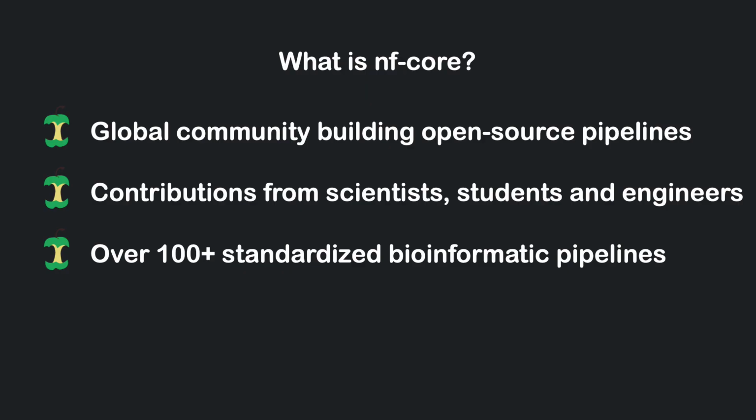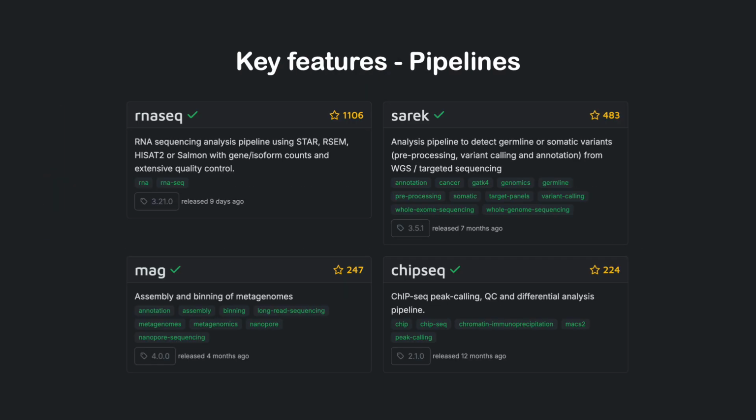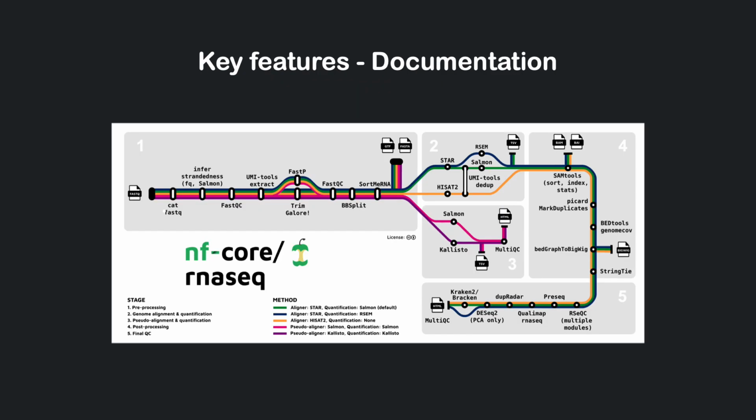So what makes NFCore so special? First is the pipeline catalog. You'll find pipelines for RNA-seq, variant calling, metagenomics, ChIP-seq, and many more. And if a pipeline doesn't exist yet, you can either build your own or ask the community for help, and people will actually help you.